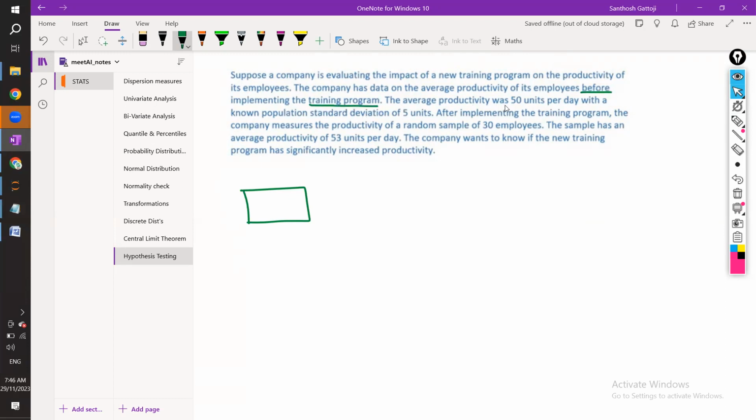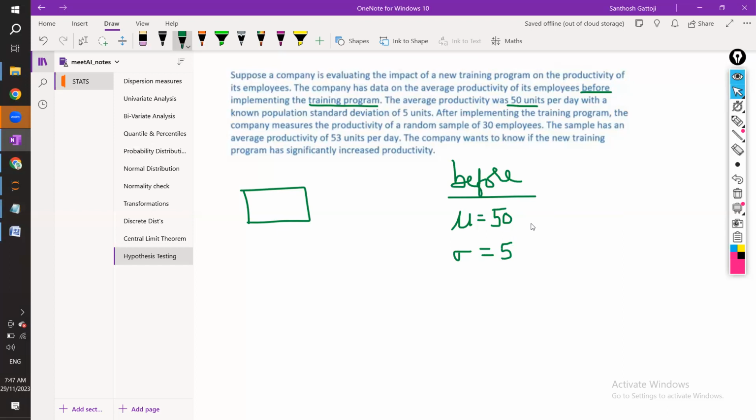What is that? The average productivity is 50 units per day. 50 units, you can take as 50 hours, 50 minutes, some units. How they're calculating, we don't want to worry. But before the training, what was the scenario? The average is 50, that means the mean is 50, with a standard deviation of 5. Why are we giving the standard deviation? You remember? It could be 50 plus or minus 5.